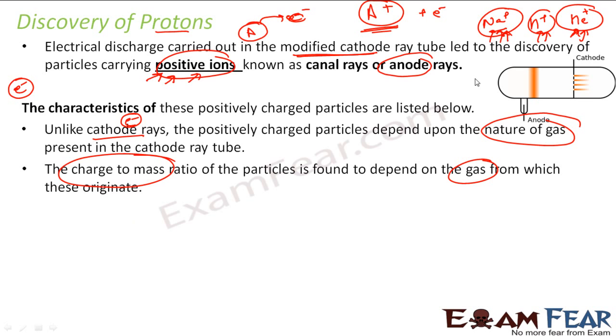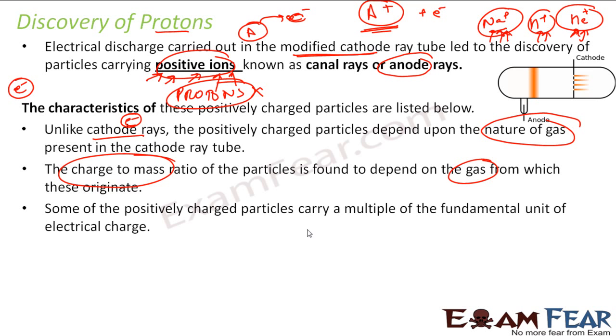Very easy, right? Here also, if you see, sodium has one charge but the mass is more. Hydrogen also has one charge but the mass is less. Helium has one charge but a little more mass than hydrogen, less than sodium. So the charge to mass ratio will vary depending on the gas, right? Because we are talking about positive ions here. Please note, we are not talking about protons till now. For positive ions, the properties will vary based on the gas.